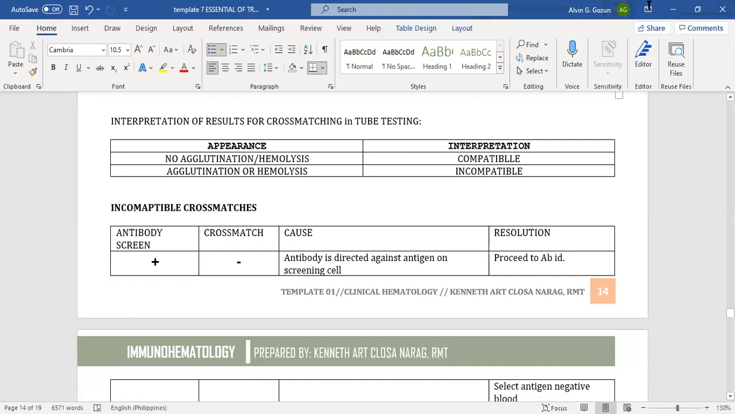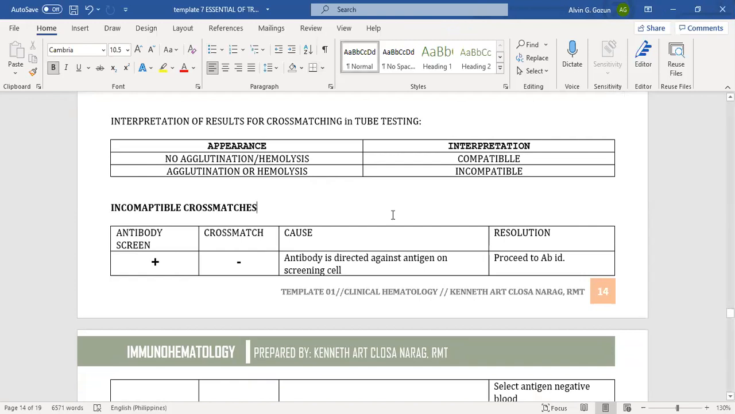Okay. So, interpretation of results for cross-matching in tube testing. Guys, sa tube tayo. Appearance, there is no agglutination or hemolysis, meaning compatible. Pwedeng i-transfuse yung dugo. There is an agglutination or hemolysis sa cross-match natin, incompatible.